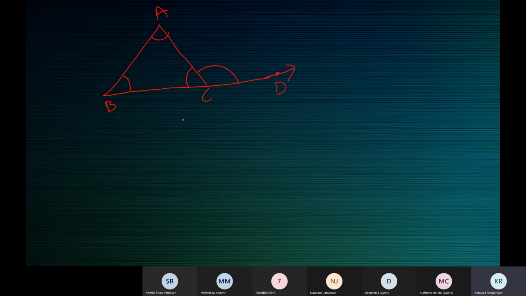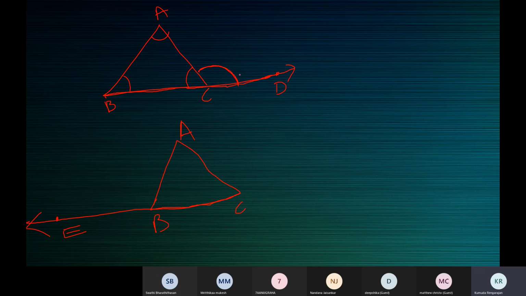Now, every side can be produced in two directions. So you can produce a side BC like this. It's the same triangle ABC. When you produce BC to a point D, an exterior angle is formed here. You can also produce the same side CB to a point E like this. You can produce a side in two directions.